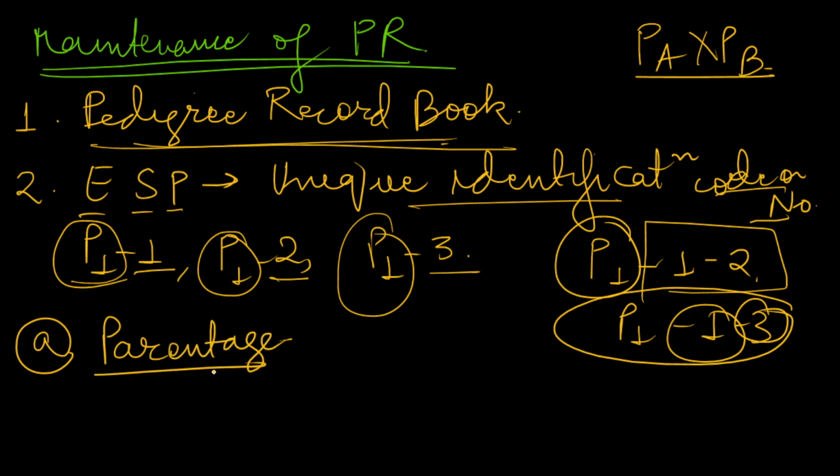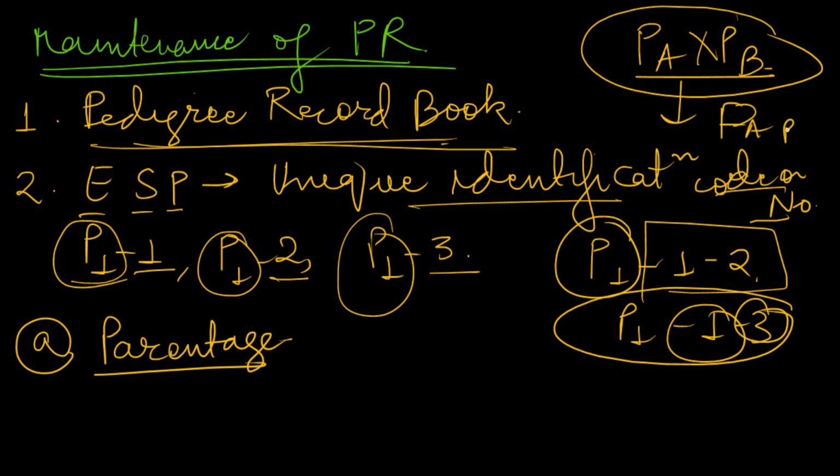Parentage means the cross made and its F1 generation. Suppose this is P1, P2, and PA, PB, and the F1 generation will be PAB, for example. So this is the parentage, that is, which parents have been used, through which we have got F1, F2, and successive generations.